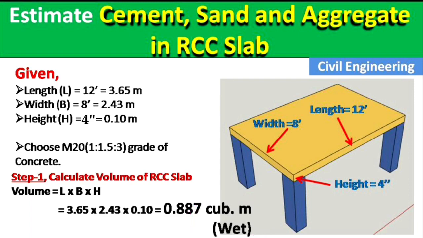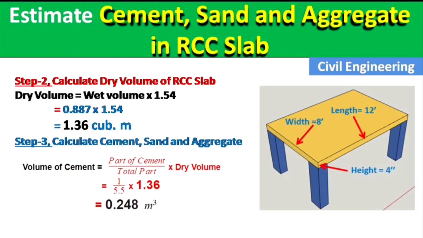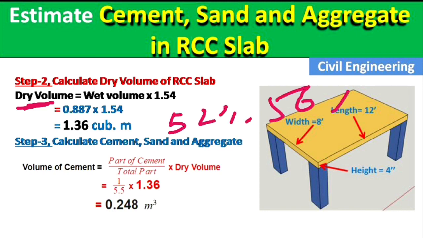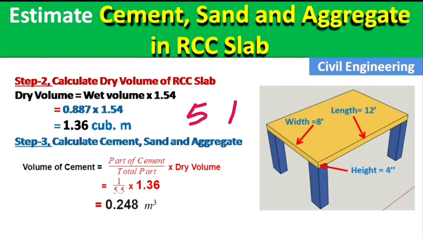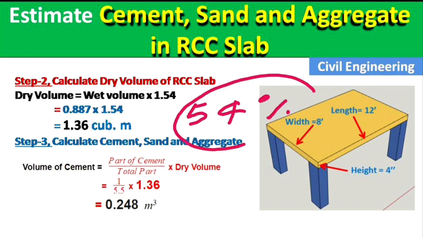Okay, now in step 2, what do we have to do? We have to convert the wet volume into dry volume. So in step 2, calculate the dry volume of the RCC slab. At first we calculated the wet volume, now we have to convert it into dry volume. To convert it into dry volume, we have to take 52% to 56% extra concrete. Okay, so I am taking here 54% extra concrete in the wet volume.